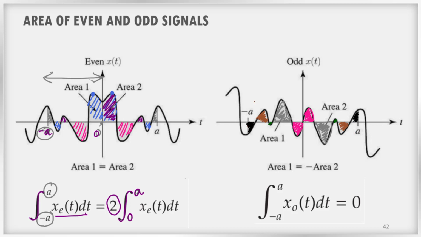So if you find the area from minus a to plus a in the case of an odd signal, you can see that they will add together and cancel each other. This area will cancel this one, this area will cancel this one, and this area will cancel this one. So if we integrate the total area of an odd signal within the range minus a to a, here also the integration is used to find the area under the signal or curve. So the area under the curve, integral of x_o(t) dt, is equal to 0. So the area of an odd signal within the range minus a to plus a is equal to 0.